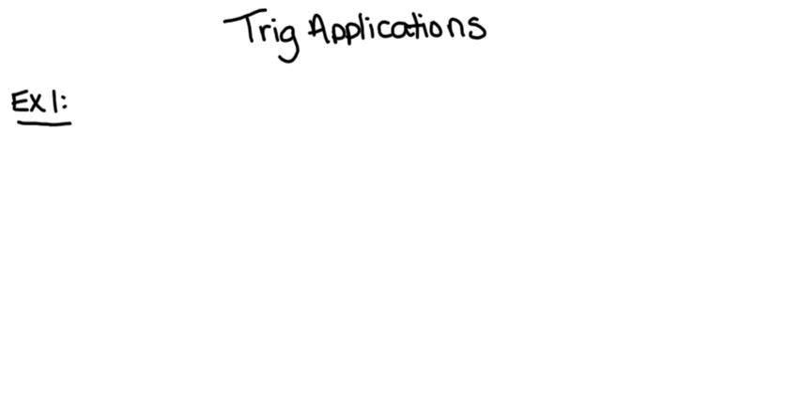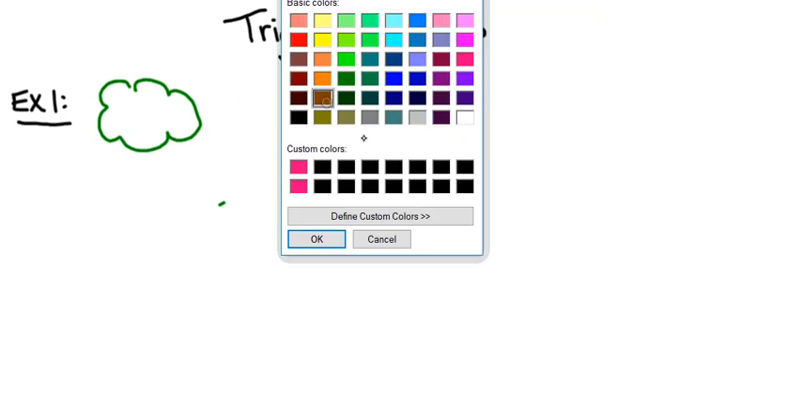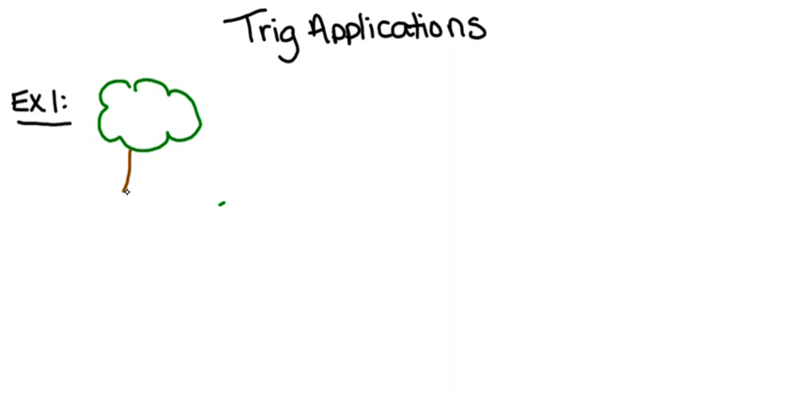In example one, let's just suppose that we have this tree that we're trying to find the height of. So you'll laugh because I'm a terrible artist. Well, here's my tree. I've got to make good colors on my tree here. And I'm trying to find the height of the tree. In other words, I'm trying to find the distance from the top of the tree down to the ground.